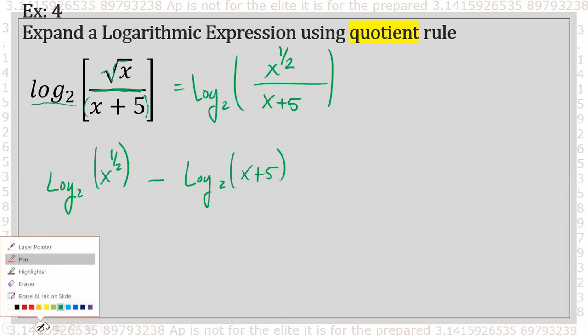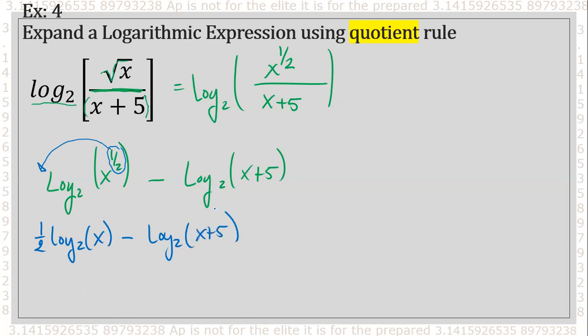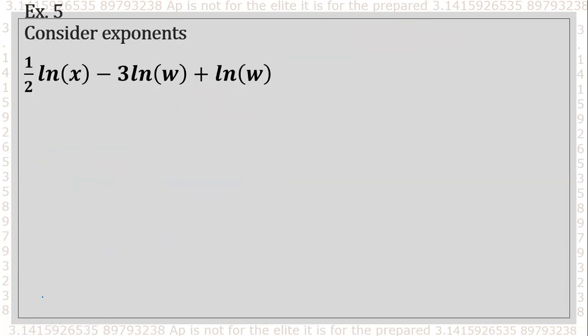Now, as much as I want to tell you, oh, this is good enough, well, keep in mind this 1/2 right here can still go to the coefficient. So this is going to be 1/2 log base 2 x minus log base 2 x plus 5. And that should be your solution right here. So these aren't that bad, even though they look a little tricky, right? Alrighty. So let's go ahead and try this one. So this one's going to have a variety of stuff. So go ahead and pause it and give it your best shot.